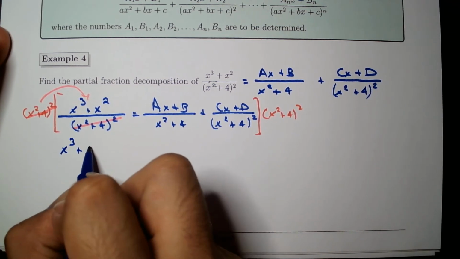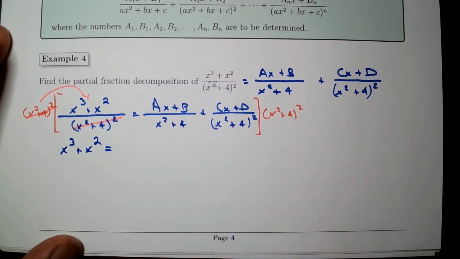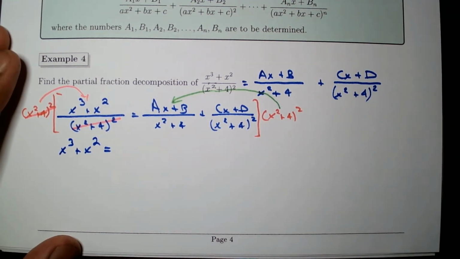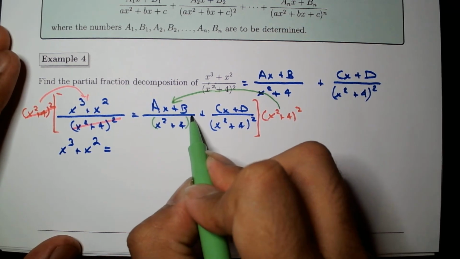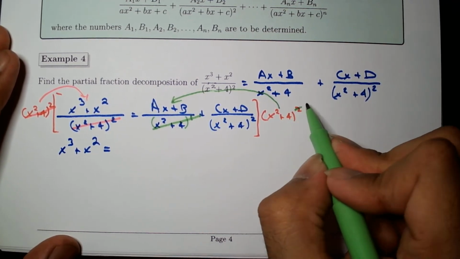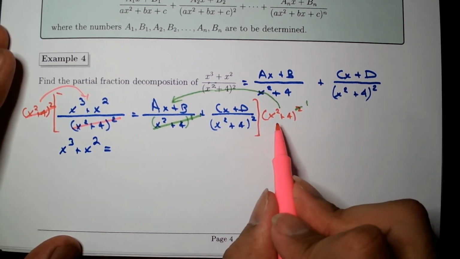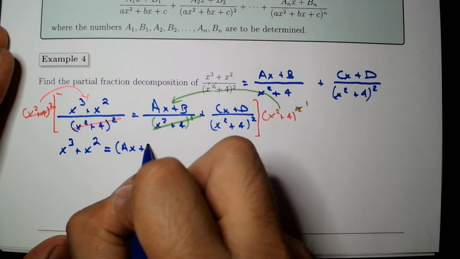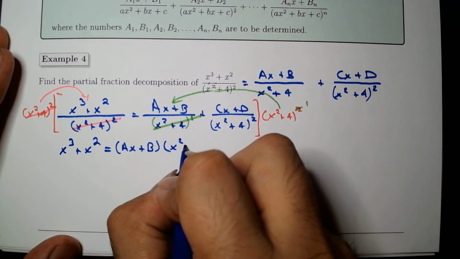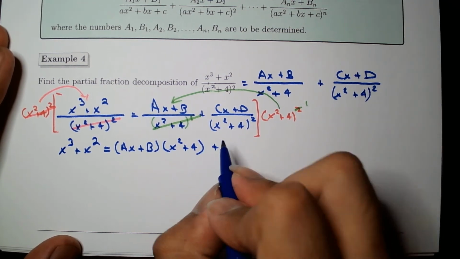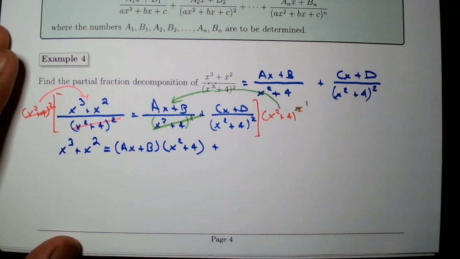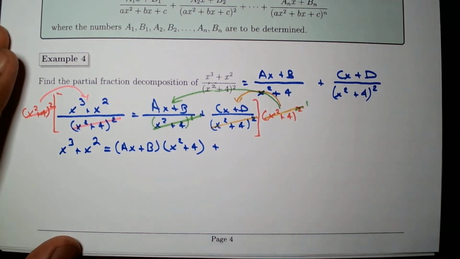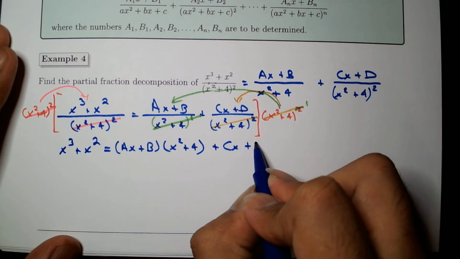That's x cubed plus x squared equals, and on the left hand side we multiply the first factor when we distribute. This guy, which is to the first power, is going to cancel with one power, leaving us with 1. So we're going to get (x squared plus 4) to the first times the quantity ax plus b. So (ax plus b) times (x squared plus 4). And then this is plus, let's do the last one. When we multiply, notice how these two are going to cancel the 2, leaving us only with cx plus d.